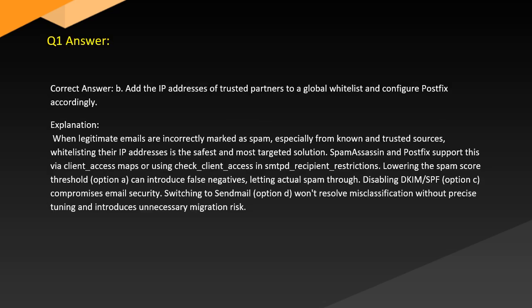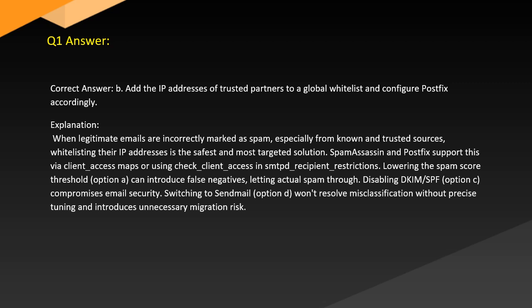Answer. Correct answer, B. Add the IP addresses of trusted partners to a global whitelist and configure Postfix accordingly. Explanation. When legitimate emails are incorrectly marked as spam, especially from known and trusted sources, whitelisting their IP addresses is the safest and most targeted solution. SpamAssassin and Postfix support this via client access maps or using check_client_access in smtpd_recipient_restrictions.